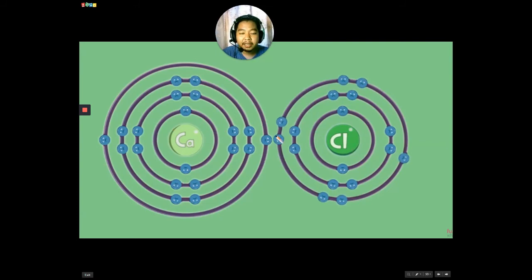Similarly, your calcium and your chlorine, for your Colgate, for your protection in your teeth. Calcium is in group number 2. You can check that. Now, here's the problem. The calcium would want to release 2 electrons. While the chlorine, 1, 2, 3, 4, 5, 6, 7, it has already 7. So, it only needs 1 electron.